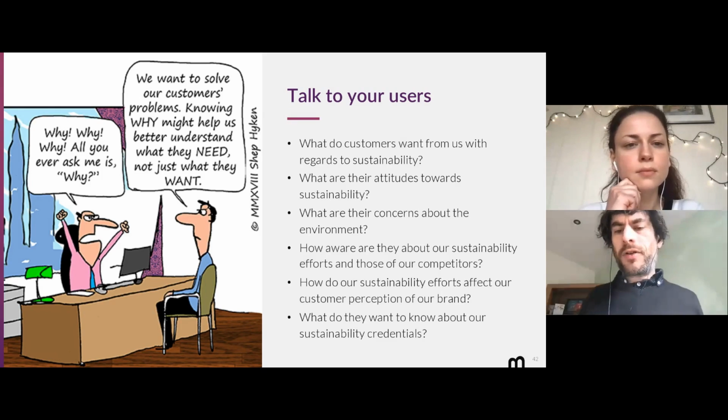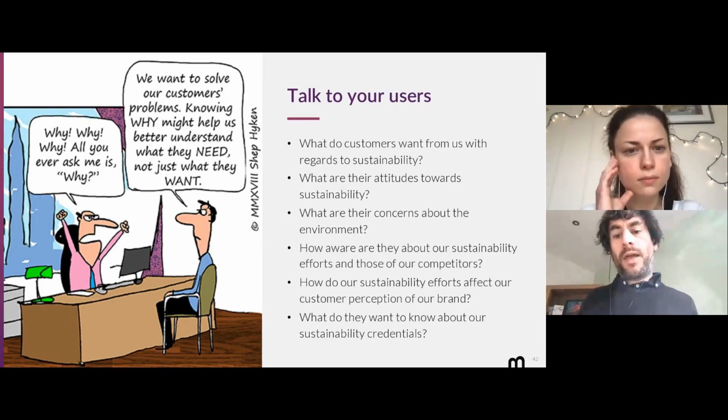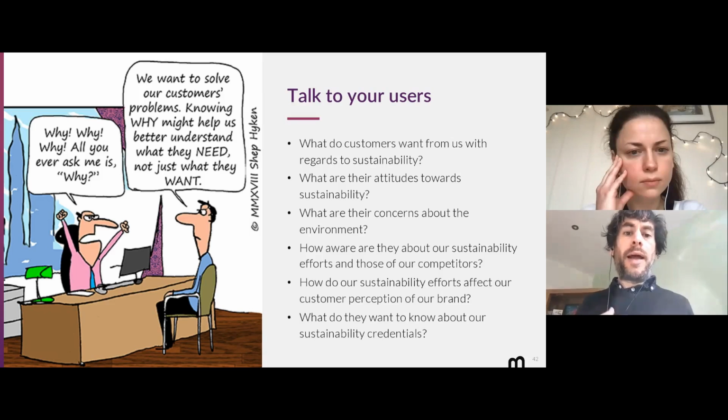Other questions you might want to ask yourself are, how do our sustainability efforts affect our customer perception of our brand, with that in mind? And also, what do they want to know about our sustainability credentials? So, how transparent do we need to be about what we're actually trying to achieve?